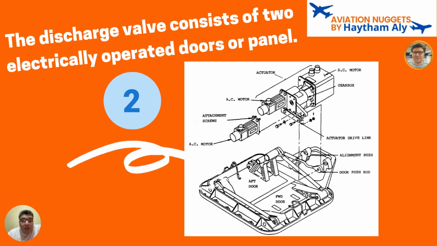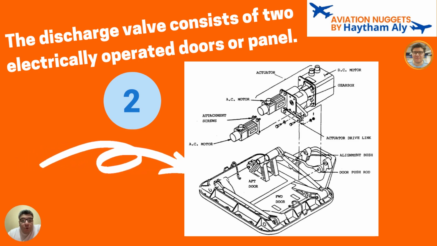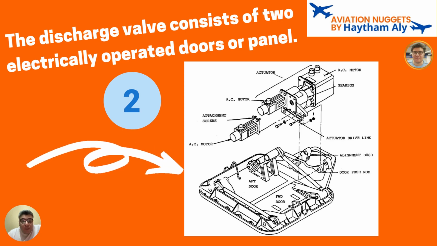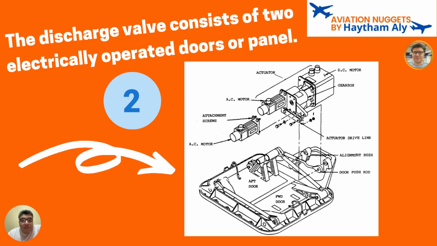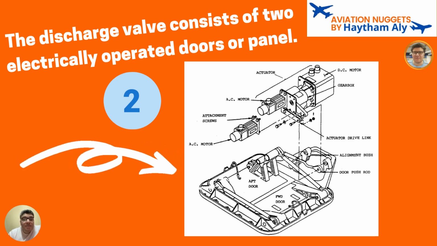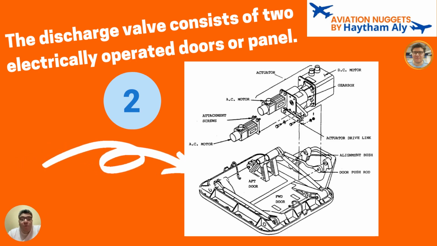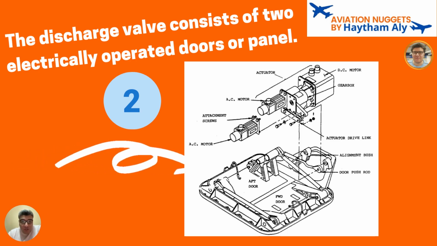Regarding construction, the outflow valve is constructed from two doors, an aft door and a forward door. The two doors are operated using any motor from the three motors. So as you can see, the discharge valve consists of two electrically operated doors or panels. This is regarding construction.